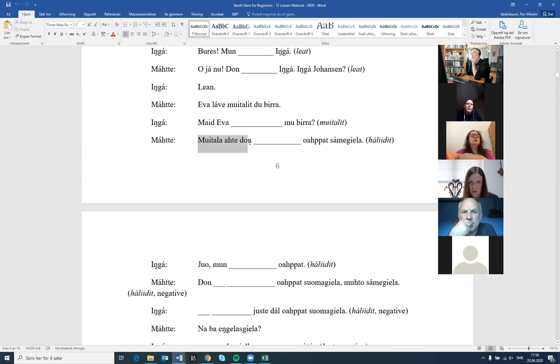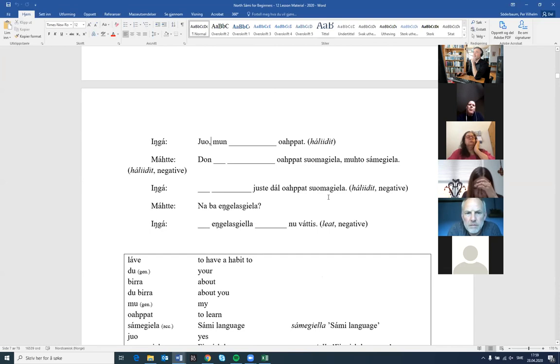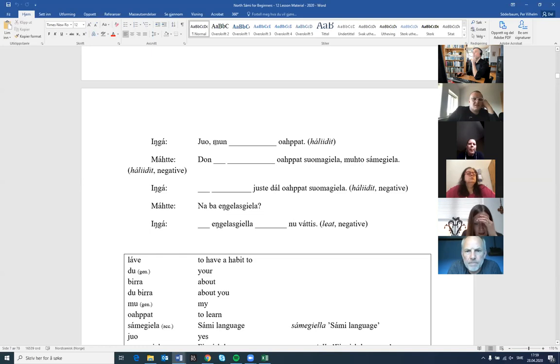Muitala ahteton. Maybe some of you can try this one. Halidat. Yes, wait, muitala ahteton halidat oahpat saamikiela. Exactly, very good. And then we have Inga. What about her? Who wants to read this, Inga? Joa mon halidan oahpat. Good.